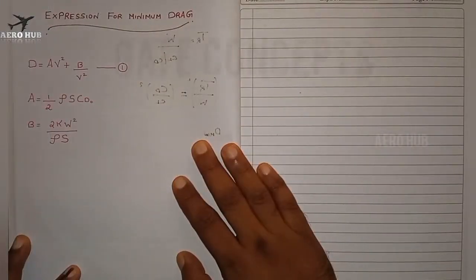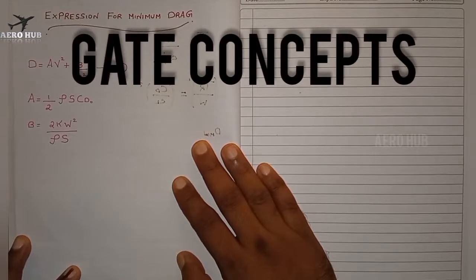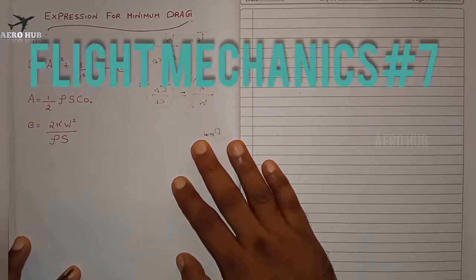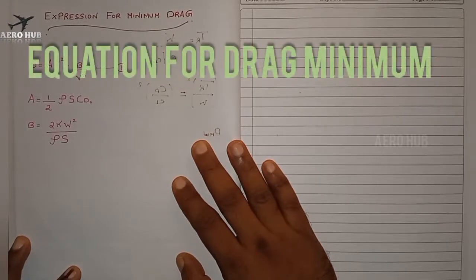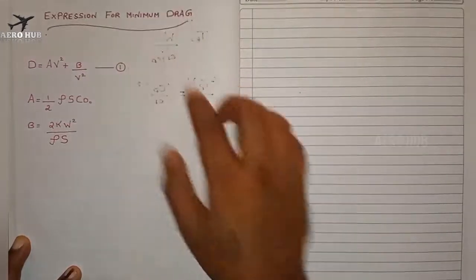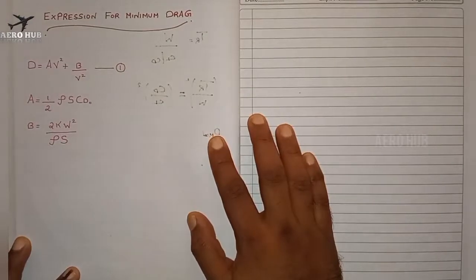Welcome back to the series of lectures in GATE concept, and we were discussing flight mechanics. In the previous lectures we discussed drag polar as well as the minimum drag condition for a steady level flight. In this lecture, we will derive the expression for minimum drag.